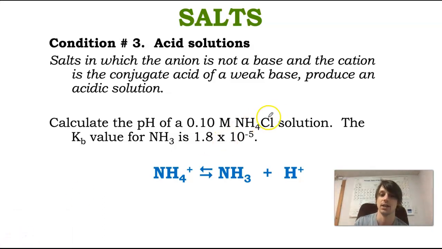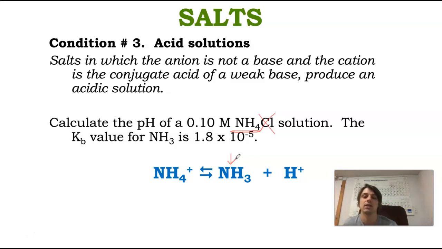So Cl is part of a strong acid, so that doesn't matter. NH4 is the conjugate of a weak base, NH3. So this is a weak acid. And this is going to be the most common weak acid you deal with. I haven't seen any others in any questions, because it gets kind of complicated when you're looking at other weak acids.